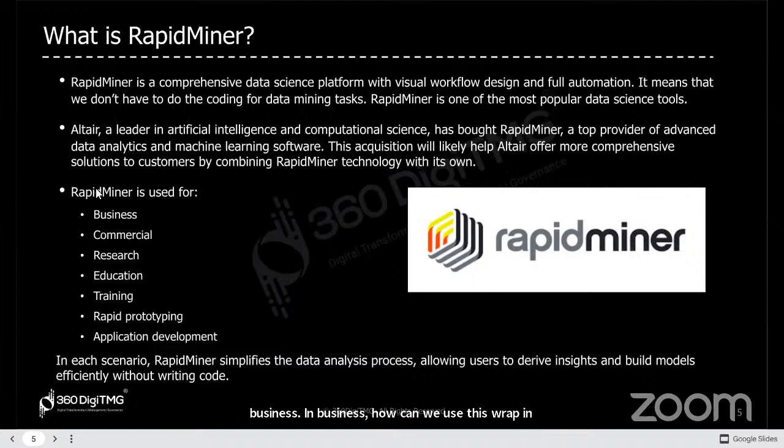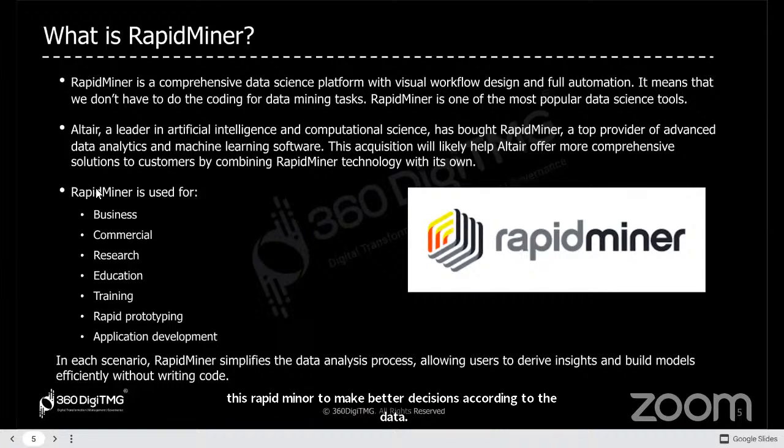So businesses, like we have talked about examples before when we were talking about techniques in data mining. All of those things, as we talked about, we can do in RapidMiner. Every different industry or field can use RapidMiner. Companies and businesses use RapidMiner to make better decisions according to the data. So RapidMiner can be used for multiple purposes.